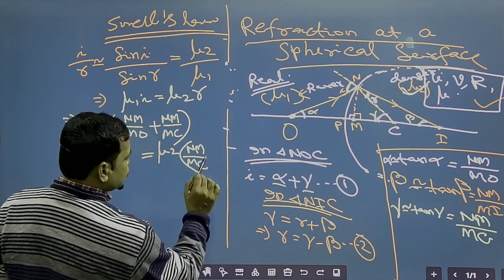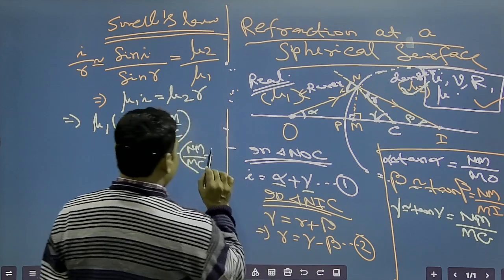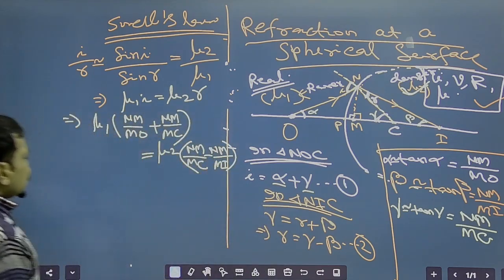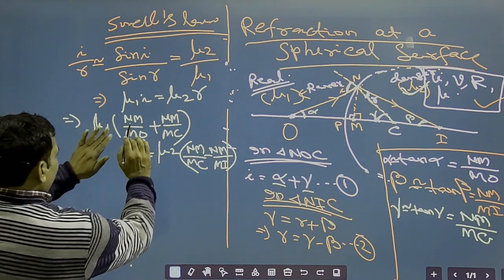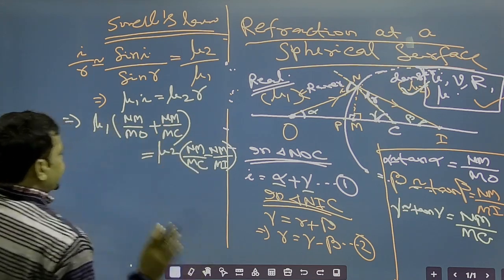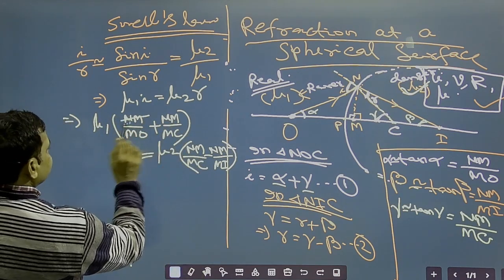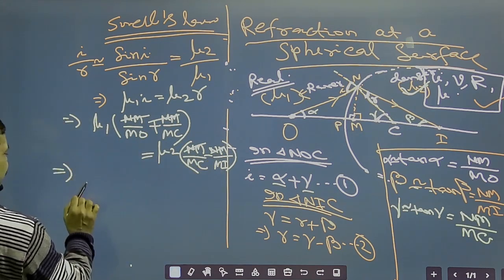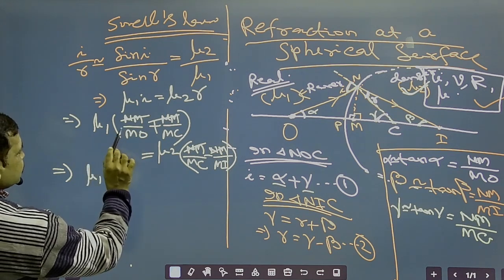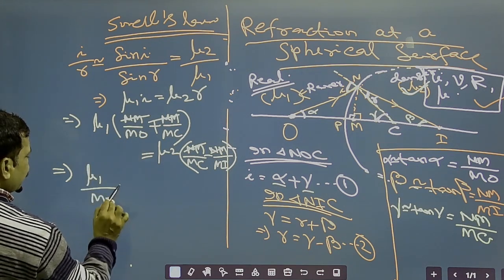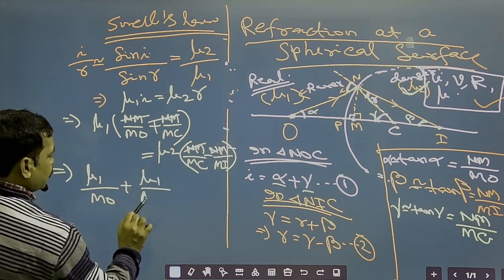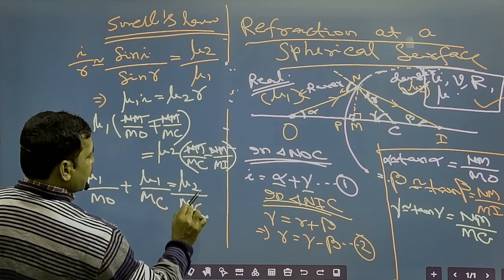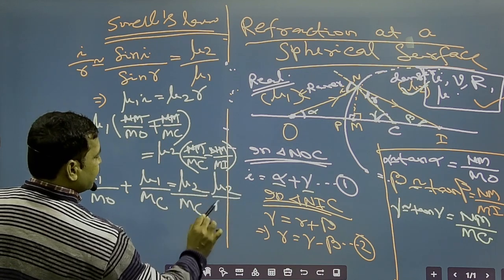Then this will be minus beta. So beta will be your Nm upon Mi, right? So in this case, you see on the numerator we are having Nm on both sides, so this can be cancelled out. So here I will be getting mu1 upon Mo plus mu1 upon Mc, and this will be equal to mu2 upon Mc minus mu2 upon Mi.